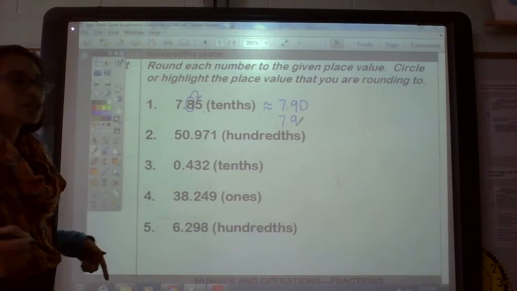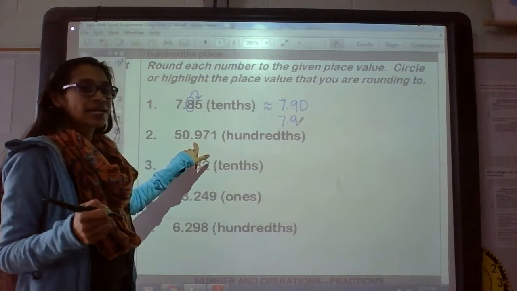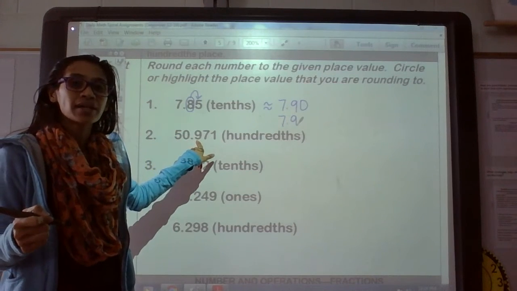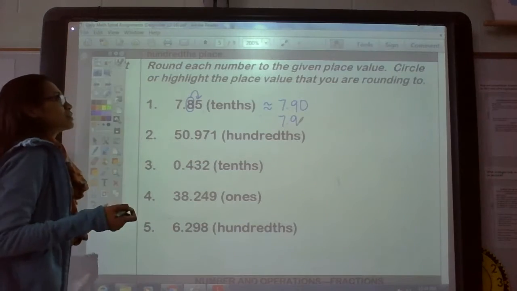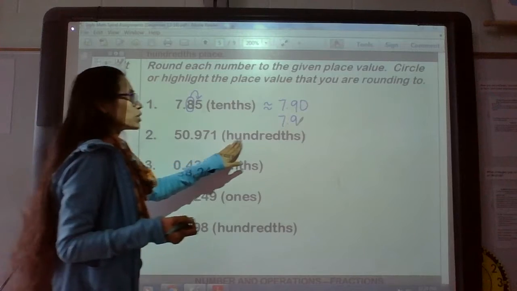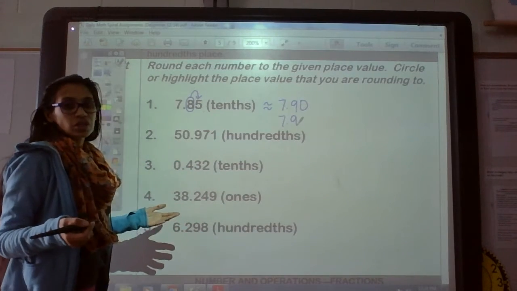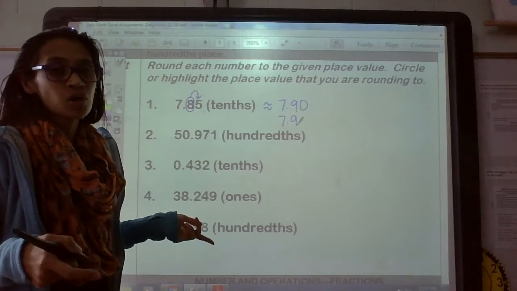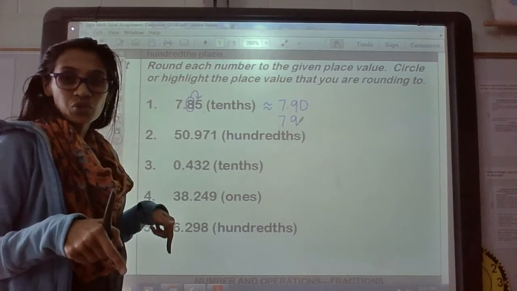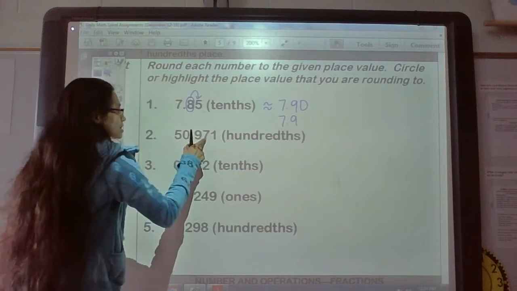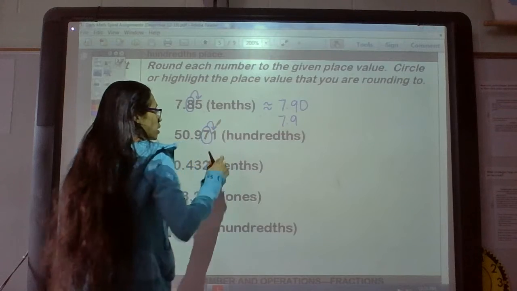All right, let's look at number 2. Number 2 says 50 and 971 thousandths. We are rounding it to the hundredths place. Which digit is that? Remember, look after the decimal. Tenths, hundredths, thousandths. That's the 7 right there. So circle that 7 and look next door to the 1.